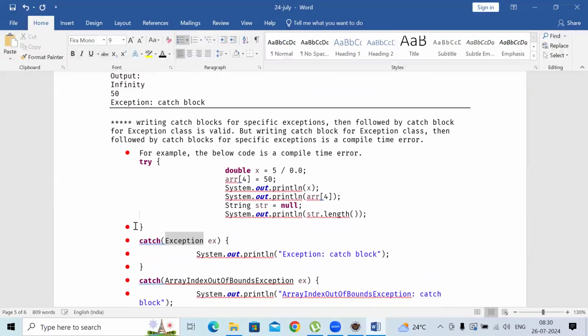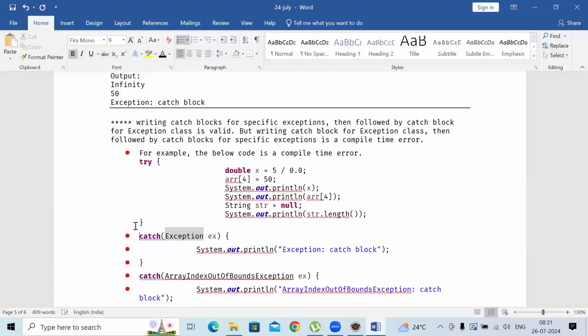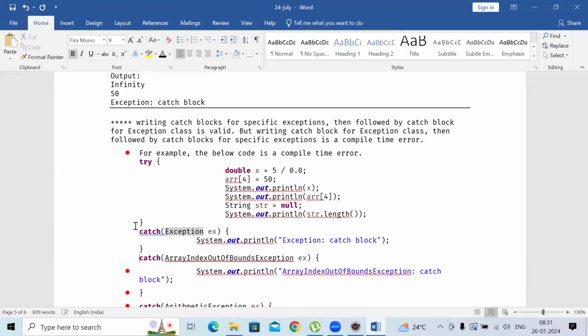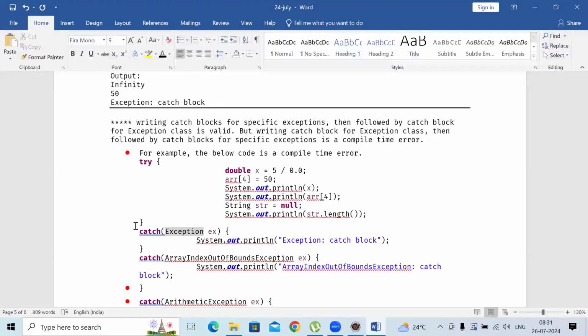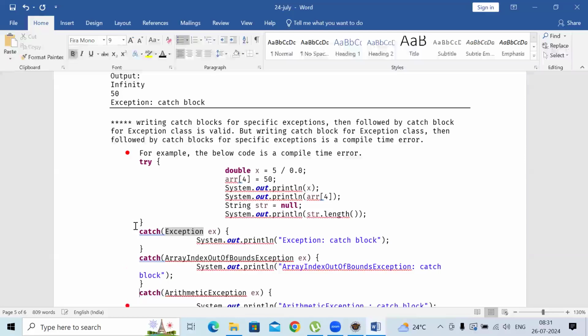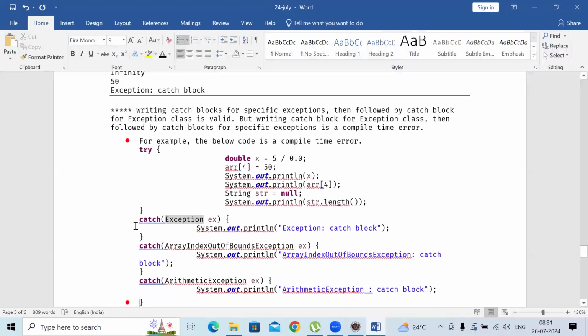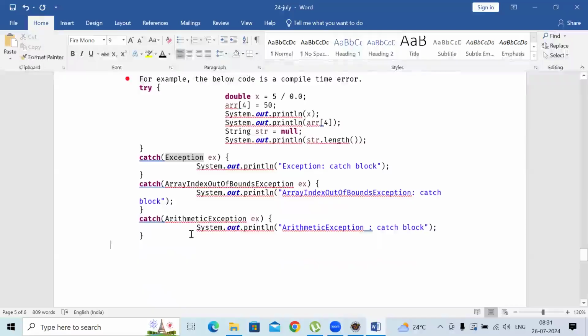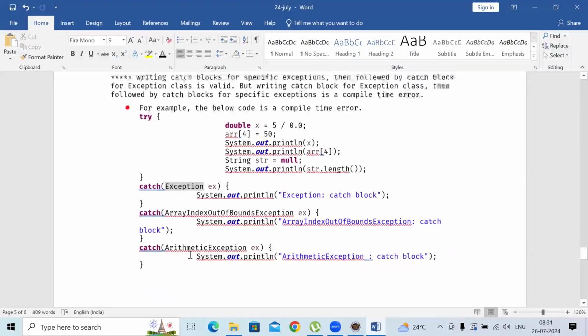Why? Formatting came. But anyhow, we can remove those dots, don't worry. Okay. Nice.